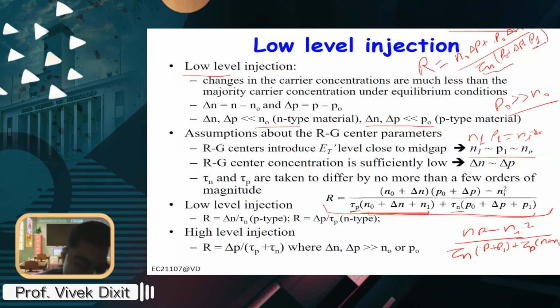So here is p naught times delta n, so p naught will cancel. You will have delta n by tau n. So for p-type, your recombination rate will be delta n by tau n. Similarly, for n-type, recombination rate will be delta p by tau p.